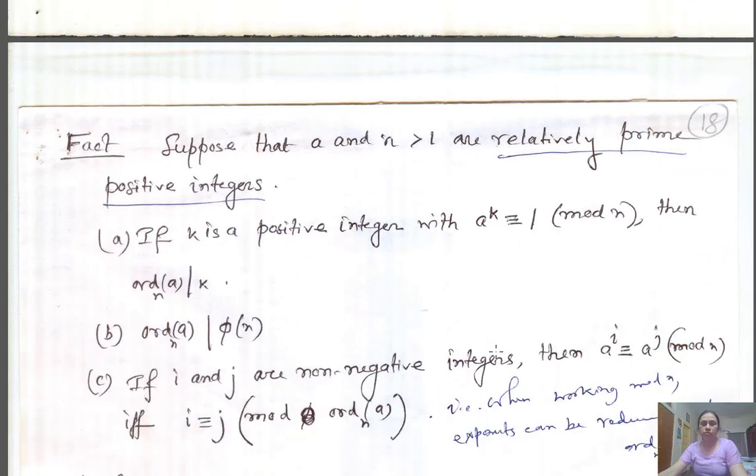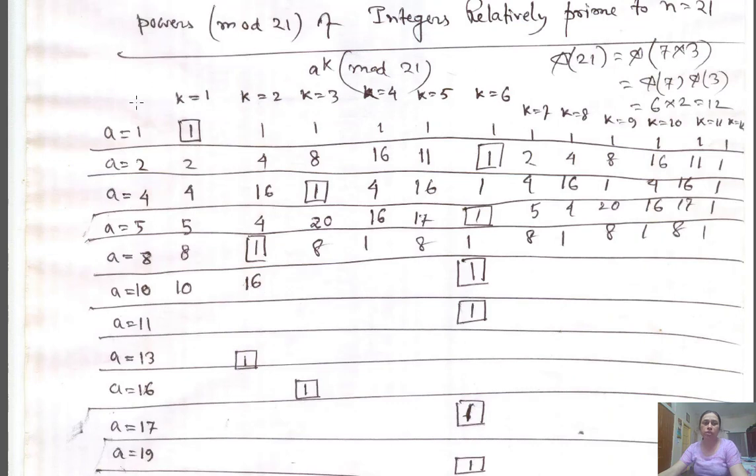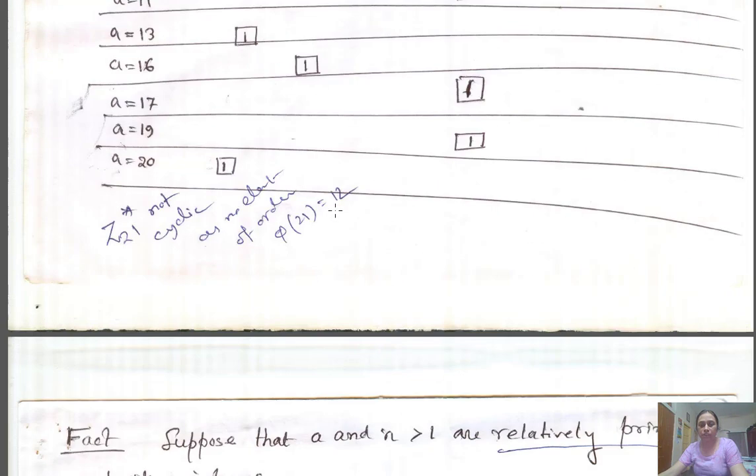So here we have made all the powers. Means we have taken all the powers from 1 to phi n. So we don't have to do that. We can further speed up our calculation. How?